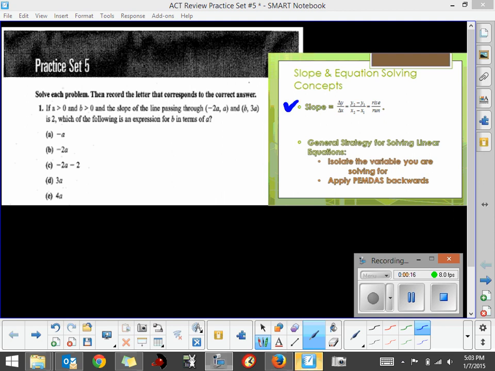First of all, when we calculate slope, what we do is we find the change in the x and the change in the y. So change of y, change of x. We take the subtraction of the y values, the subtraction of the x values. Some of you have learned it as rise over run.